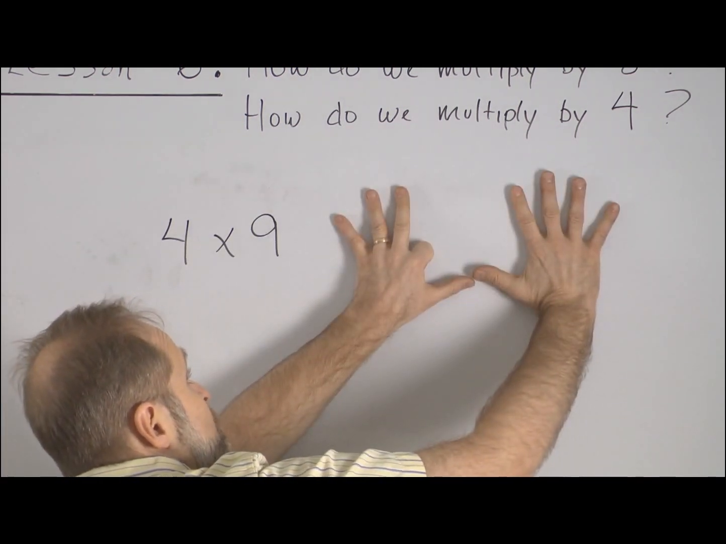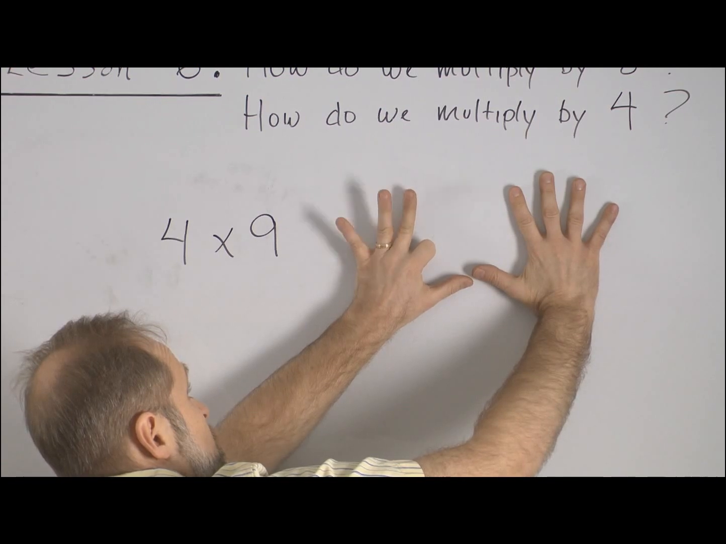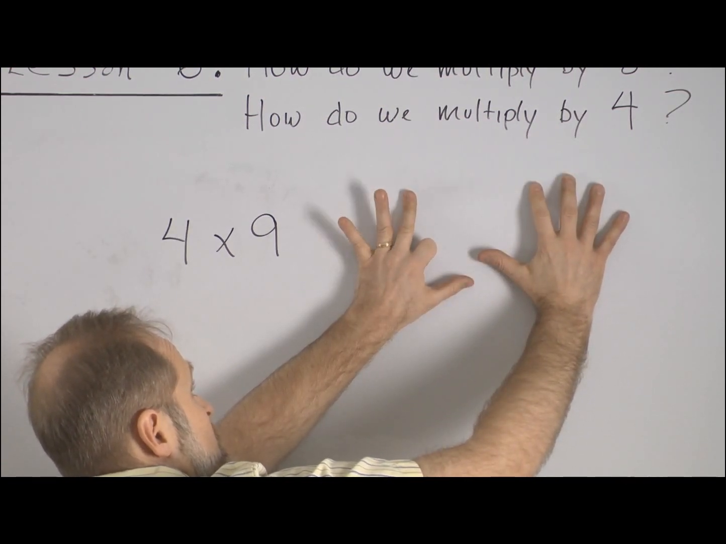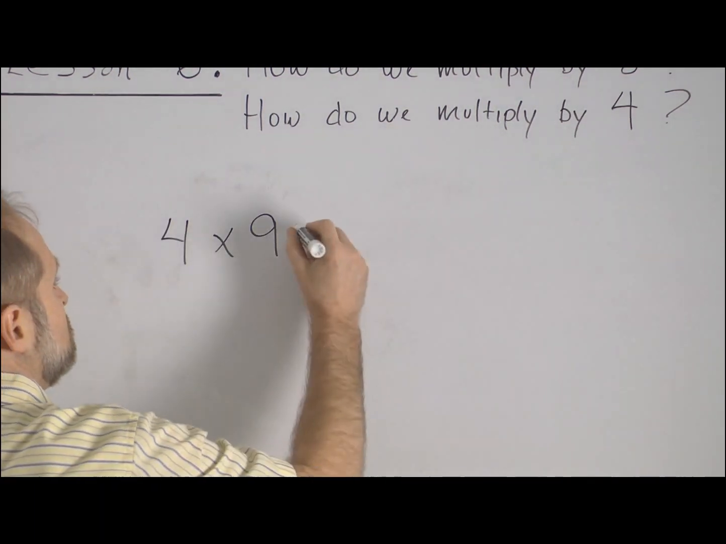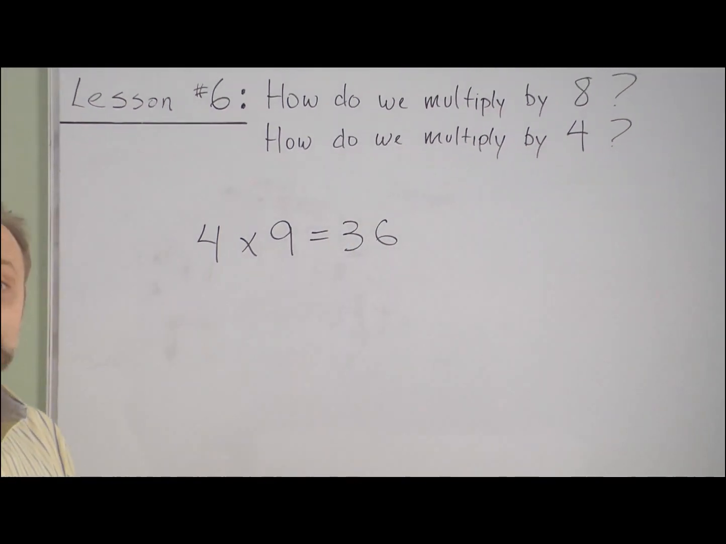And so once I put down the 4th finger, how many are to the left of my finger that's down? 3, so it's 30. How many to the right? 5 plus 1, 6. So 36. So 4 times 9 will be 36. Let's try one more.